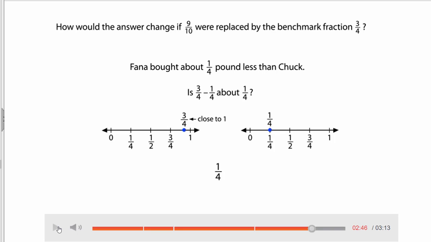Anyone? If you replace 9/10 by 3/4. Okay, let's see the answer.